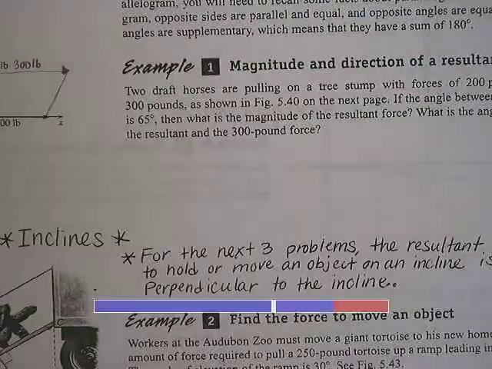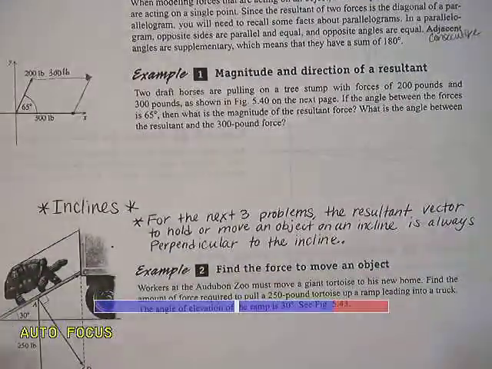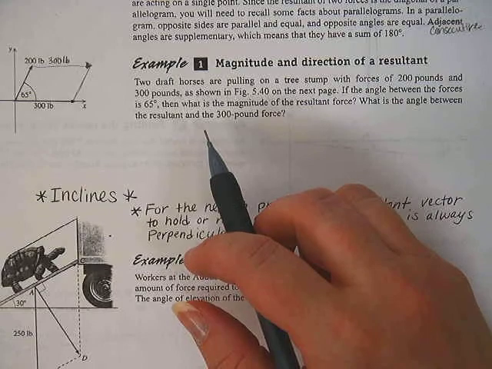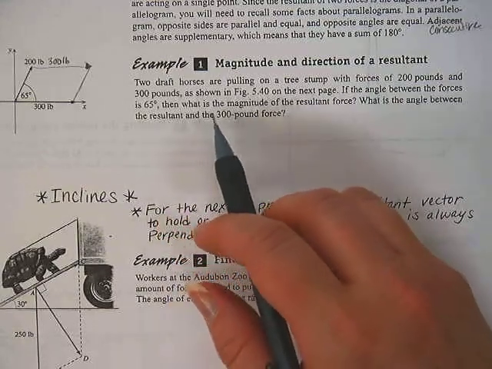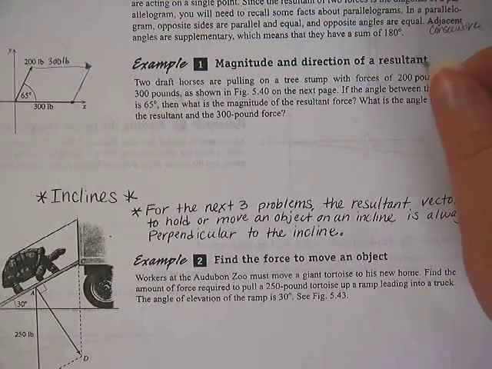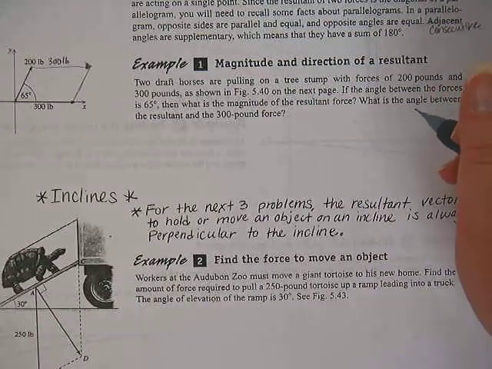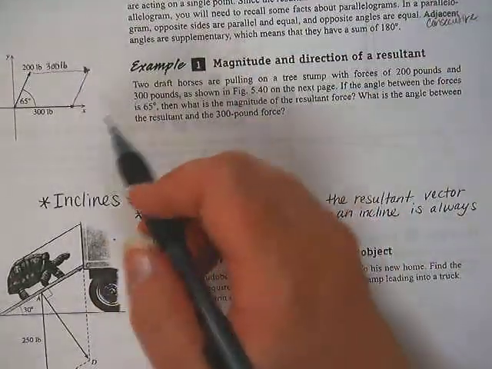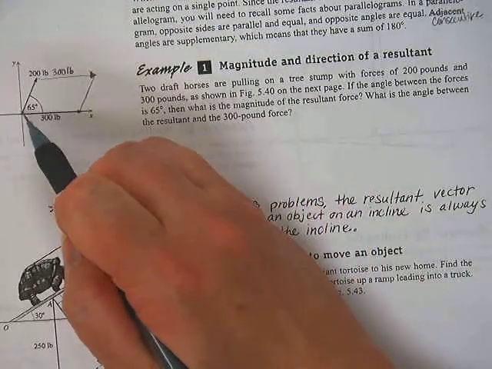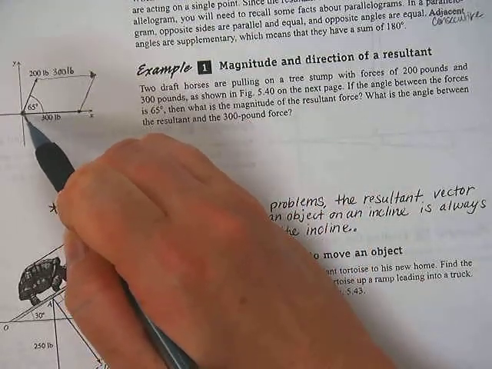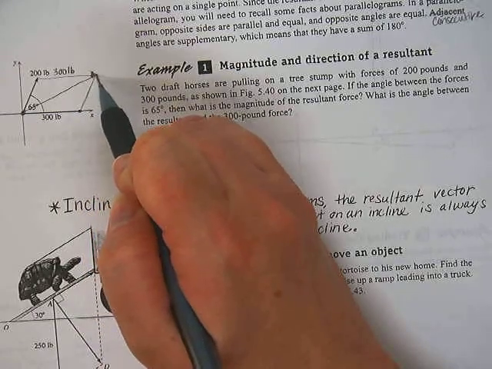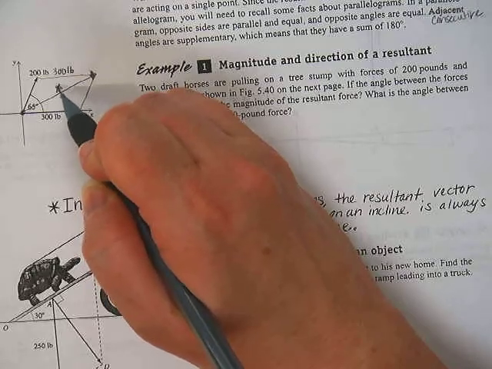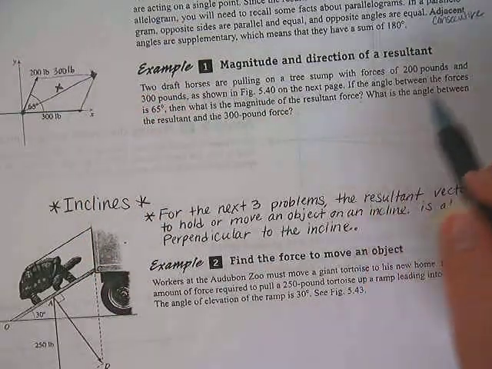Alright. Two draft horses are pulling on a tree stump with forces of 200 pounds and 300 pounds as shown. If the angle between the forces is 65 degrees, then what is the magnitude of the resultant force? What is the angle between the resultant force and the 300-pound force? So we have two questions to answer. I'm going to finish my picture to help me answer it. So the resultant force is the one that goes from the beginning of the first vector to the end of the last vector, right? So that's one of the answers we're trying to find, is that length right there.